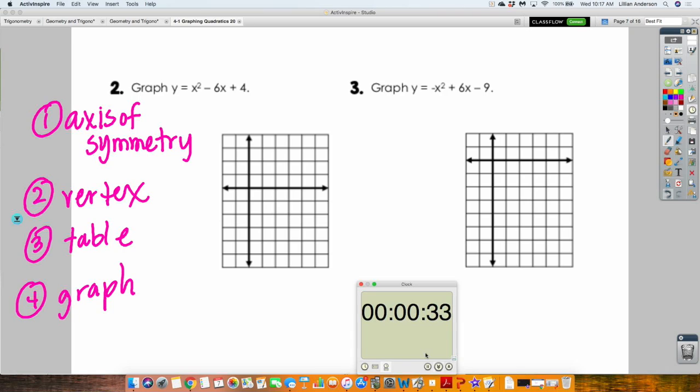Questions on graphing quadratics when they're in standard form? Okay.